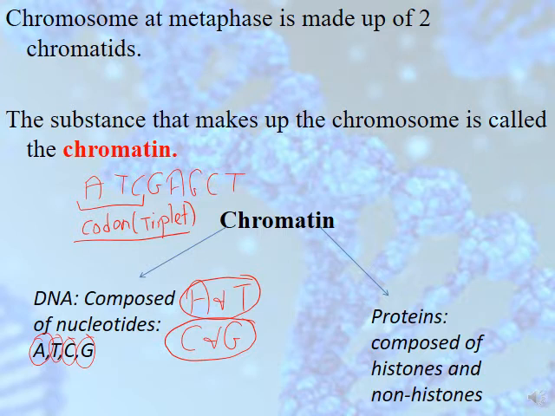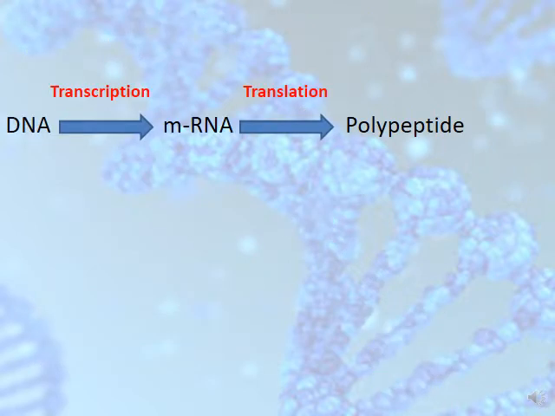Let's use the blue color for the complementary strand. The complementary of A is T. The complementary of T is A. The complementary of C is G. The complementary of G is C. So we get A, T, G, C, C, G, T, A. Also, the chromatin is composed of proteins, composed of histones and non-histones.